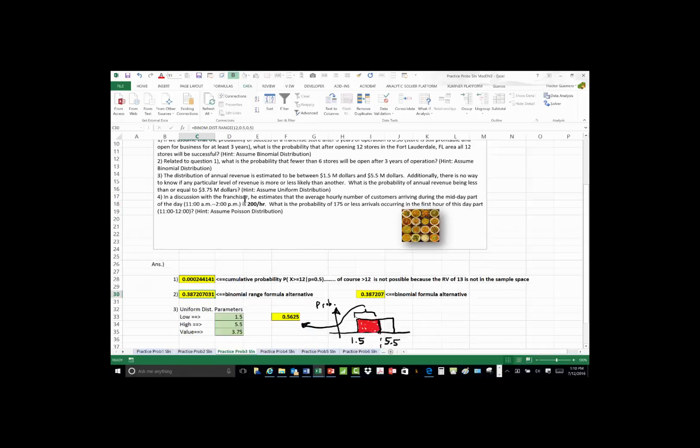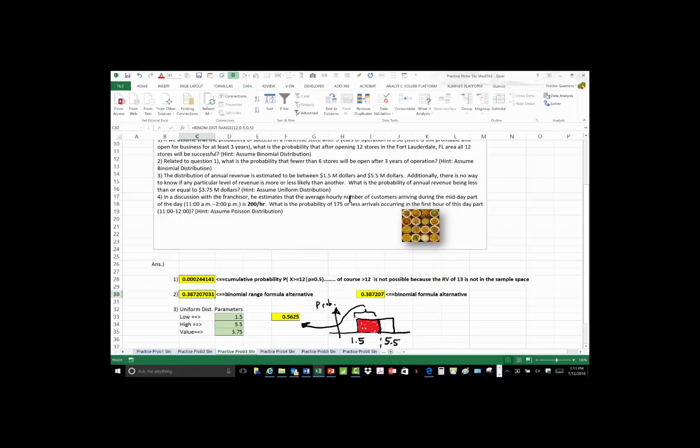Now, the next problem says that the annual revenue is estimated to be 1.5 million to 5.5 million. And additionally, there's no way of knowing if any one of those values is going to be higher than the other. Anytime you don't know what the result is going to be in a distribution of outcomes from one value to another value, the only fair thing to do is to assume that they're all the same. And this is why this is the uniform distribution, because that's what the uniform distribution says. All possible outcomes between 1.5 million and 5.5 million are equally possible.